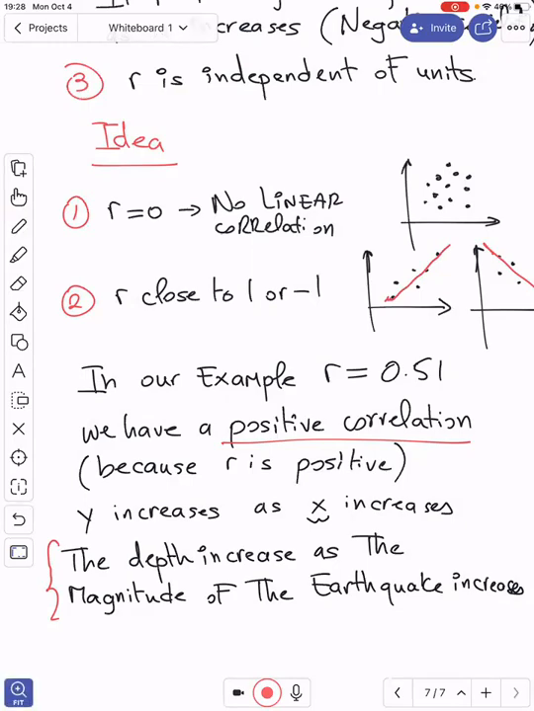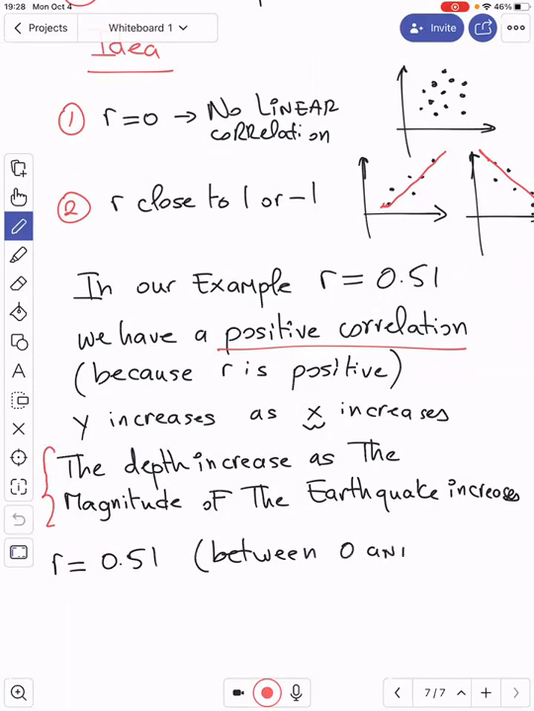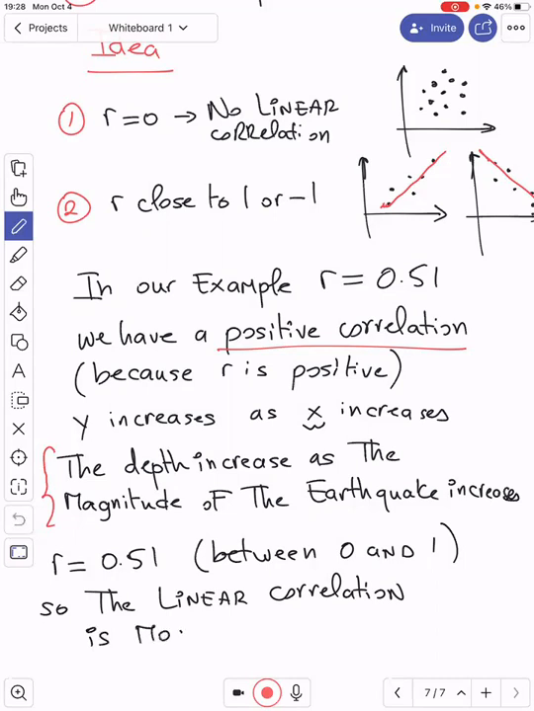Okay, so another thing we can deduce is that R is 0.51, which is in the middle between 0 and 1. So in this case, the linear correlation here is not really strong. It's not really a straight line, but it's moderate. Okay.